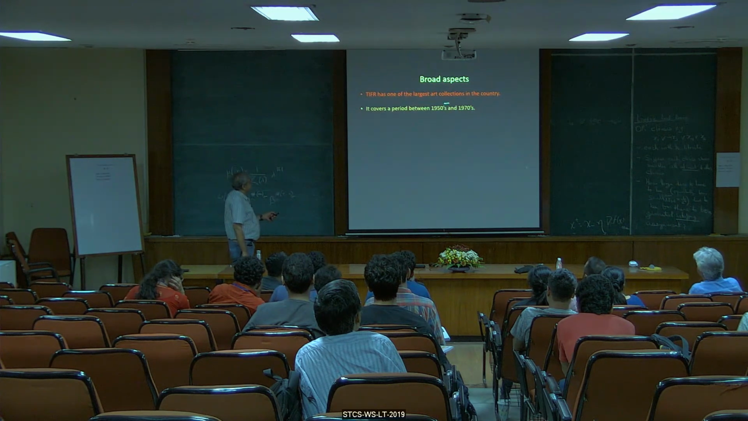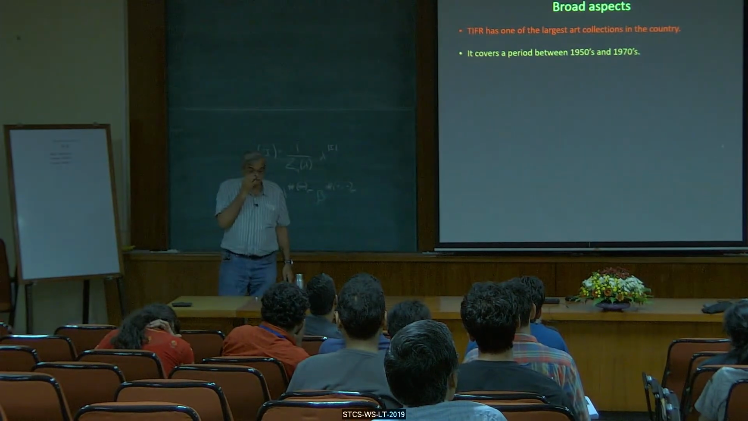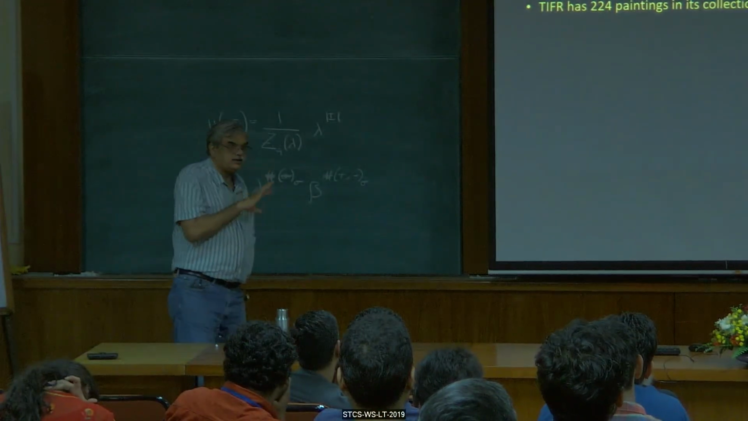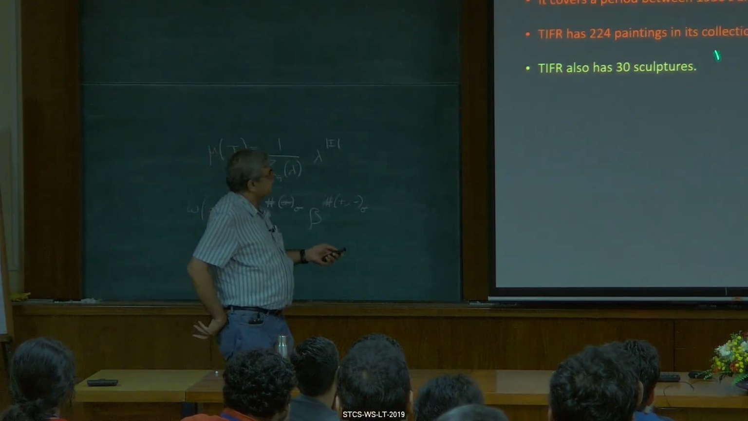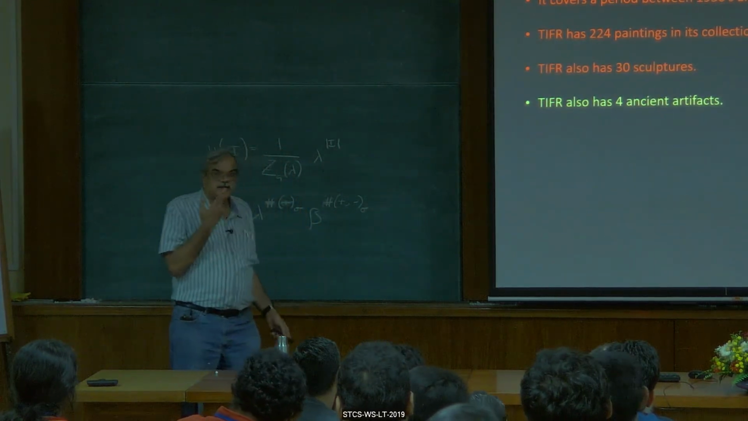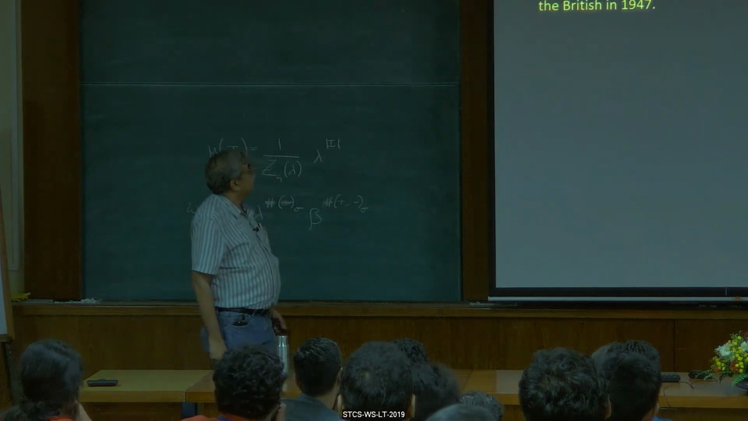We have them from the 50s to the 70s. TIFR was a voracious collector of paintings, so we have some of the finest paintings of that time. 224 paintings is what we have, and some 30 sculptures, and I'll show you pictures of some of these. 4 of these are ancient archaeological monuments. That's part of the story.